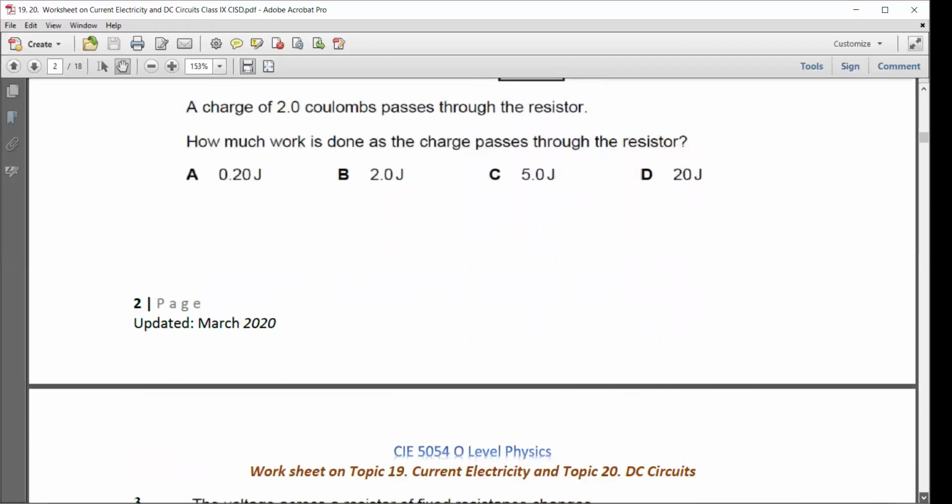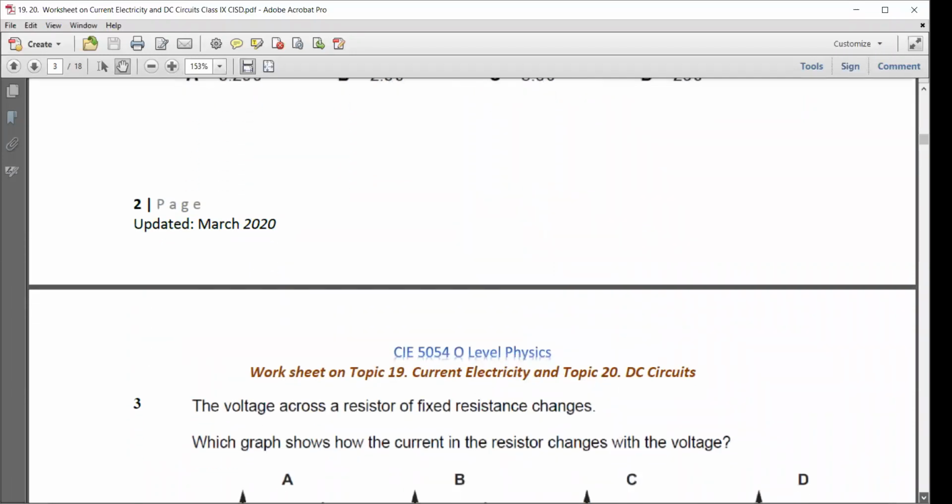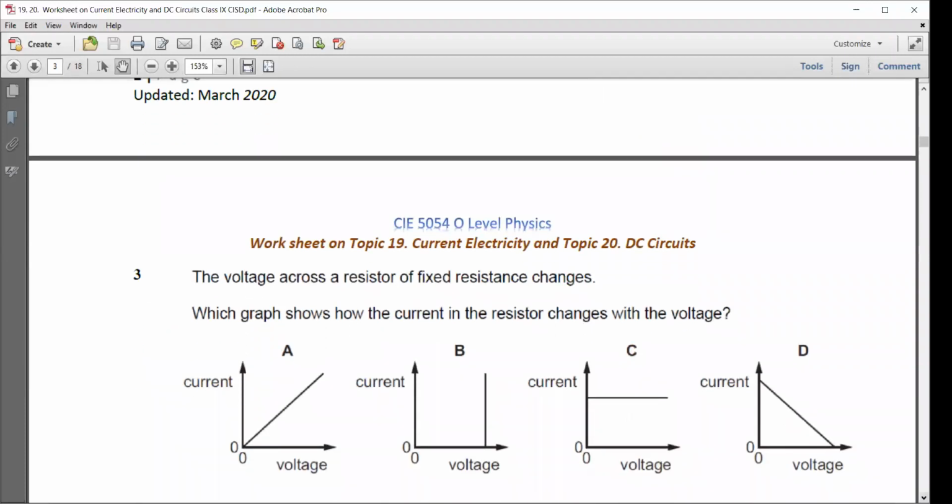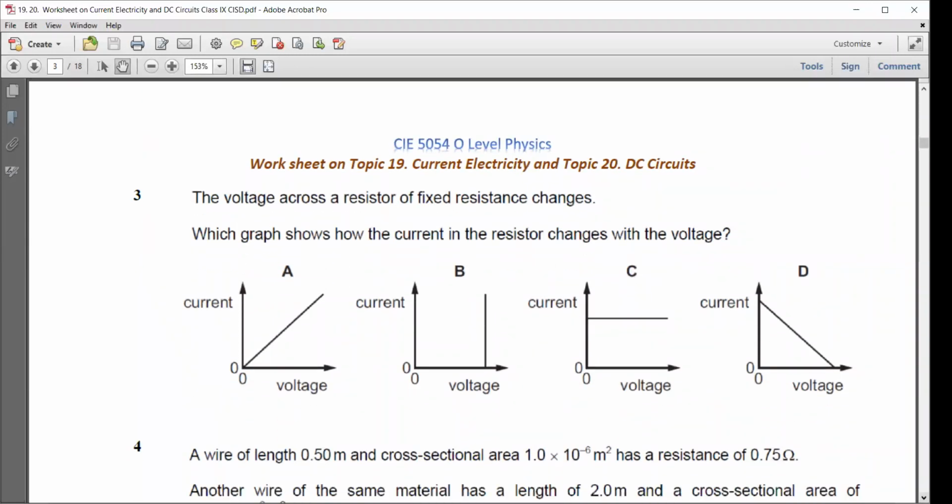Now let's go to the next question. Look, the third one. Who wants to explain this one? Question number 3.